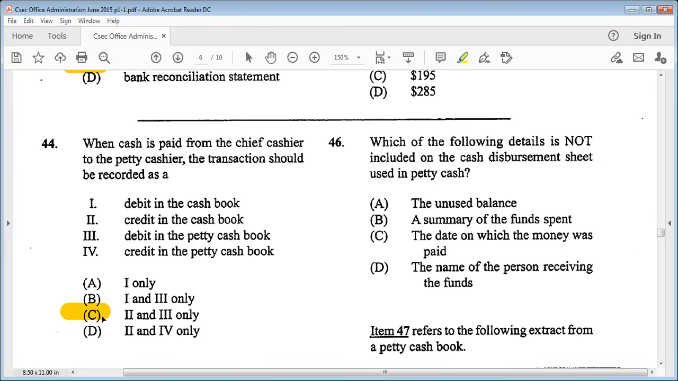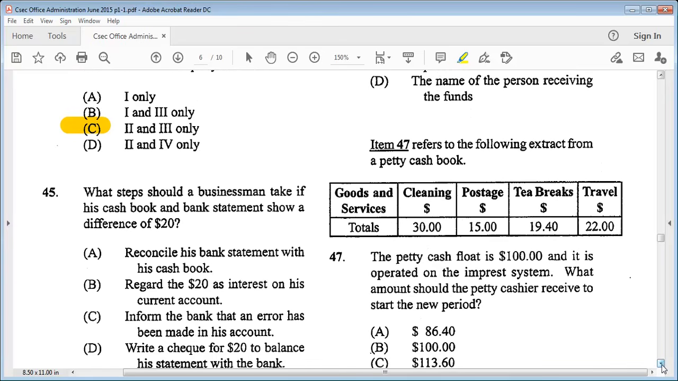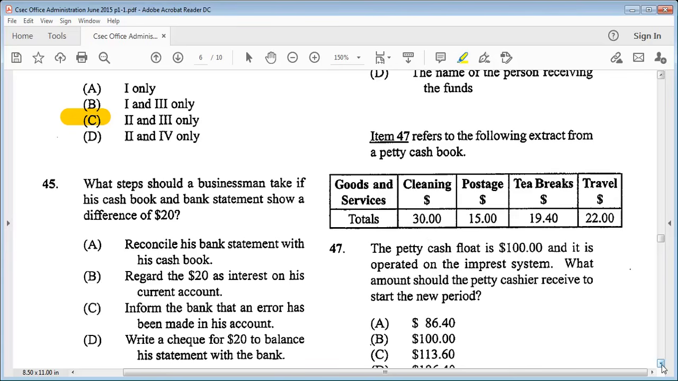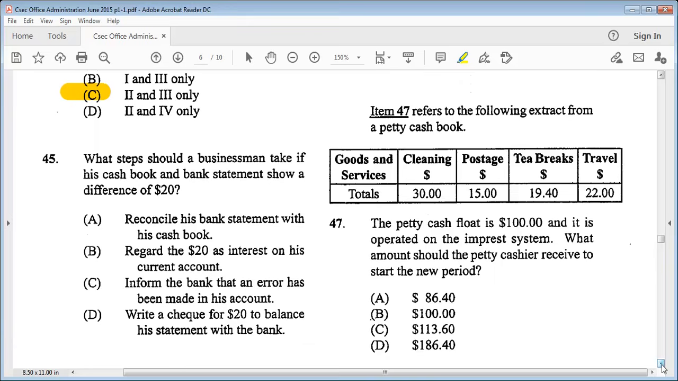So it is credit in the cash book and debit in the petty cash book. Let's go on to question number 45. It says, what steps should a businessman take if his cash book and bank statement show a difference of $20? A. Reconcile his bank statement with his cash book. B. Regard the $20 as interest on his current account. C. Inform the bank that an error has been made in his account. Or D. Write a check for $20 to balance his statement with the bank.